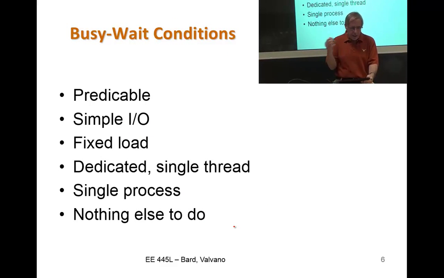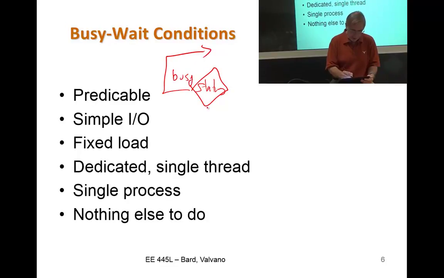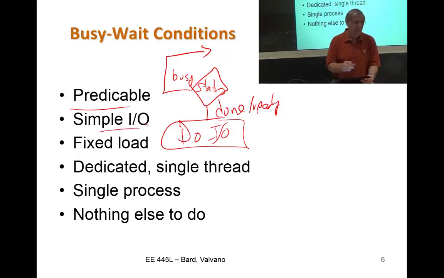All right, so when do we use busy wait? You remember from a flowchart standpoint, we look at the status bit, and if the I/O device is busy, we will wait, and if the I/O device is done or ready, we will then do the I/O. That's what it is, and we're going to use it when we have one or two I/O devices. We don't care about real time. We've got nothing else to do anyway. This will be faster than interrupts if we just have one thing to do.